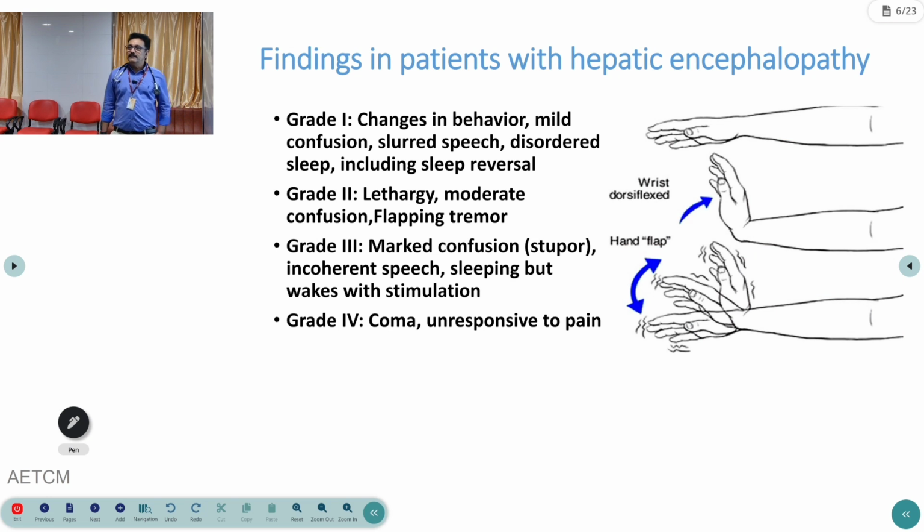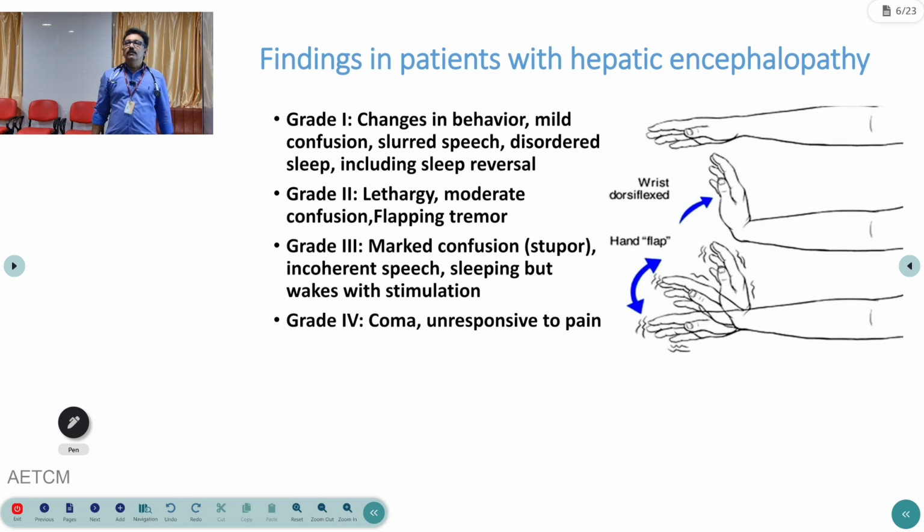Now, what is this? This is flapping tremor. You ask the patient to hold the hand like this. Normally from our joint, the joint position sensation will go to the brain. Here it will be interrupted. So, the patient cannot hold the hand like this, it slowly goes down.